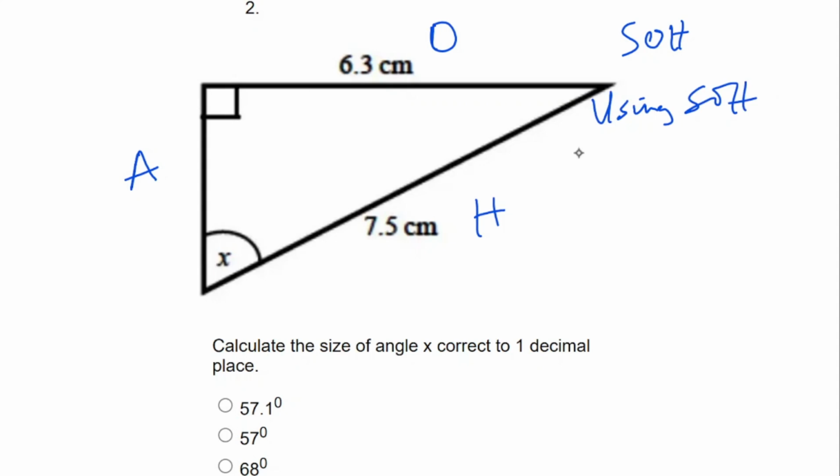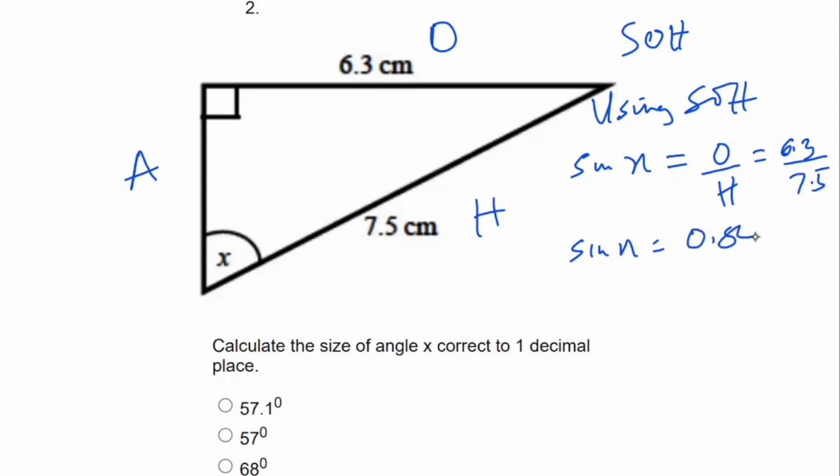We're making use of SOH, which is sine x equals opposite over hypotenuse. Our opposite in this case is 6.3, and our hypotenuse is 7.5. So sine x equals 6.3 divided by 7.5. That gives us 0.84. It is x we're looking for, so x will be equal to arc sine 0.84. I hope I'm making sense.